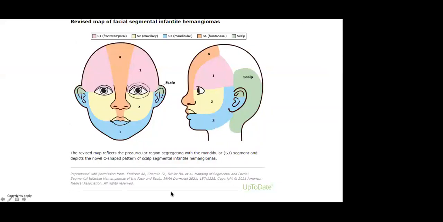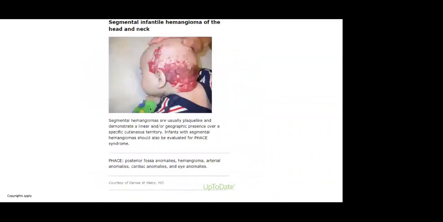So this is a map showing what the segmental distribution of these hemangiomas would usually be. It's usually confined to one of these areas. This is just a picture of an example of the scalp segmental distribution in one of these patients.